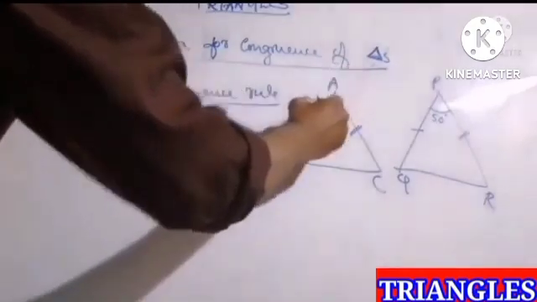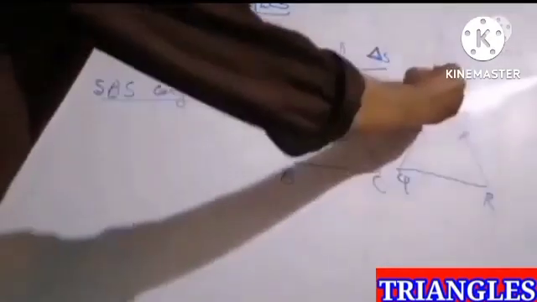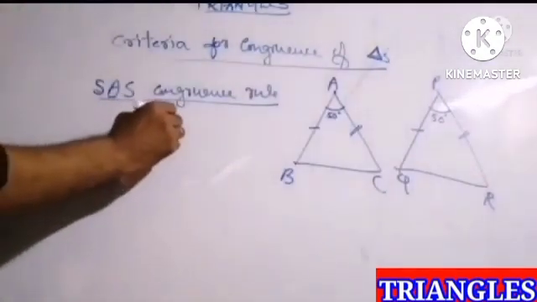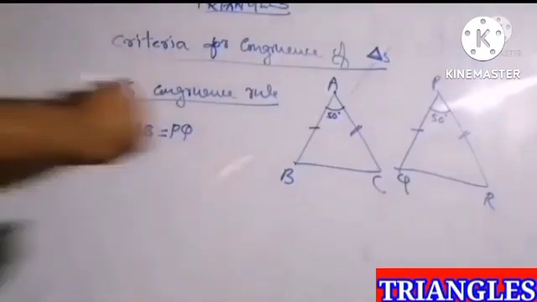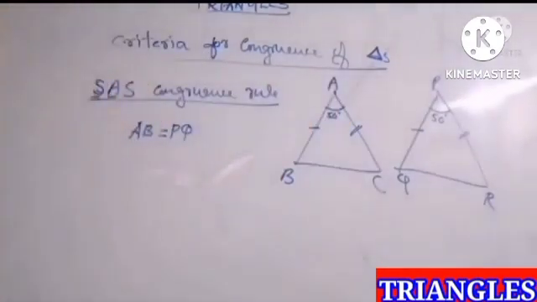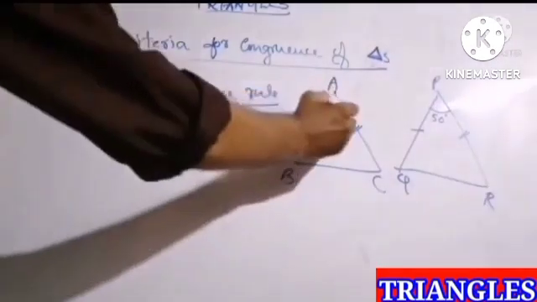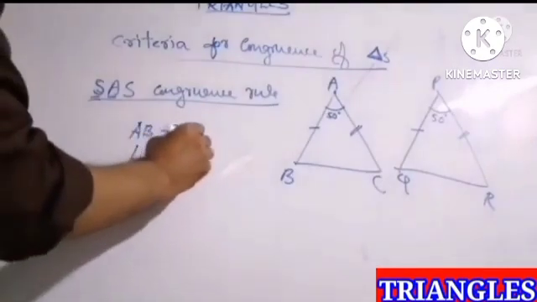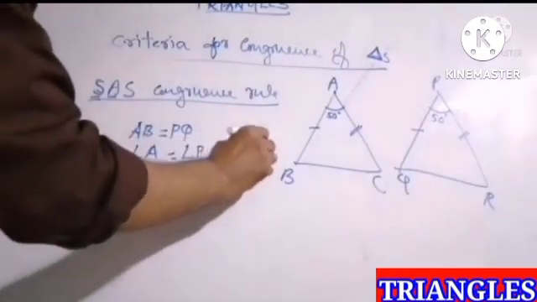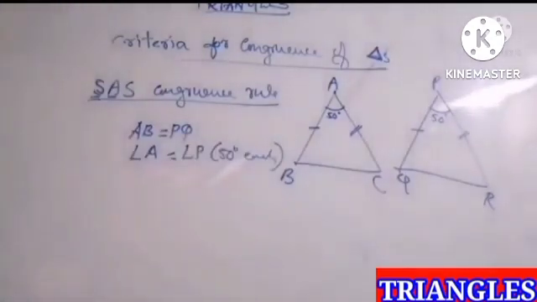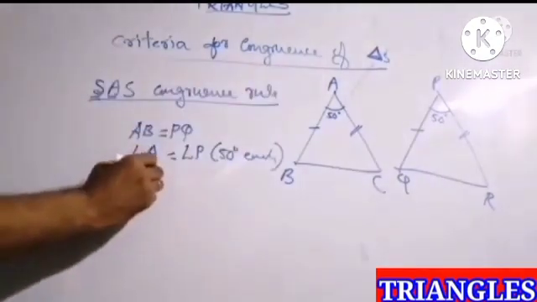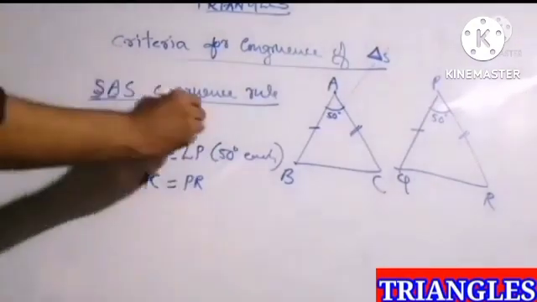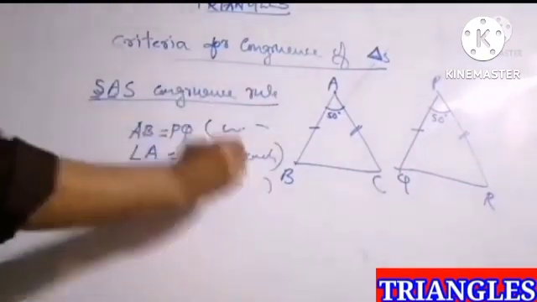See here, AB and PQ, they are equal. AB equal to PQ. Okay. So first S is completed. Then A, which is the included angle here. Angle A equal to angle P, 50 degrees each. So they are also equal. The third one, AC equal to PR. That is also given. This is the given part.